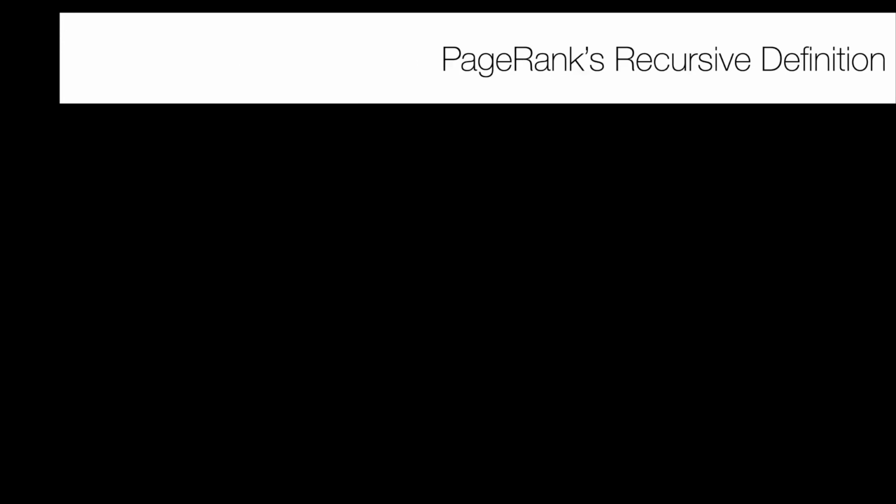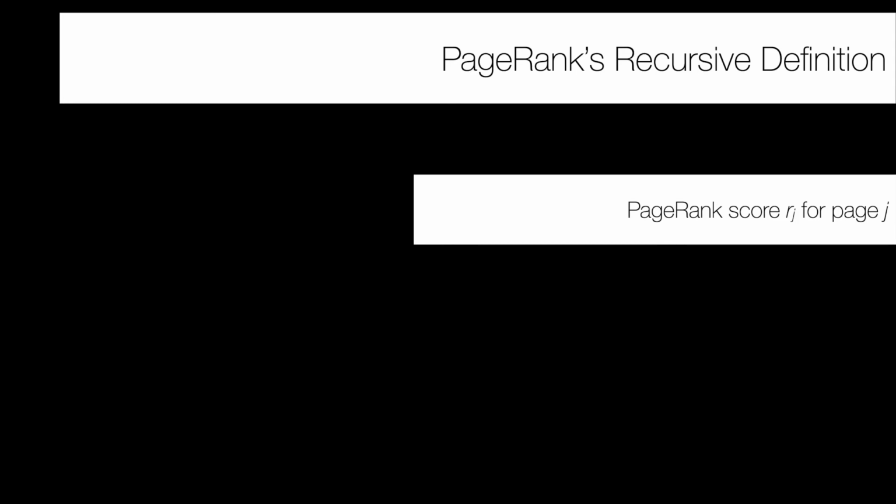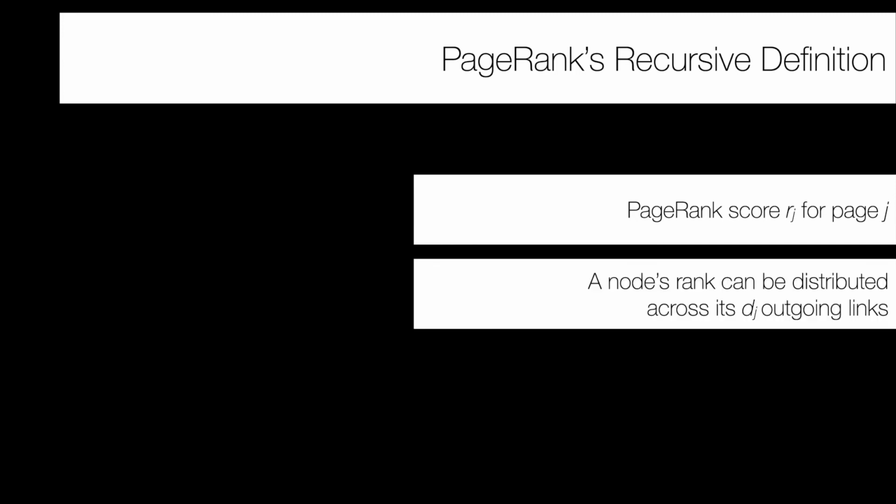So we can define this mathematically using a notation where a PageRank for a given node in our graph has some score R sub j for a given page j. And this rank can be distributed across all of its outgoing links. So this is the voting aspect. If I have some particular importance value or rank or score, then when I link to other pages in the web, I get to distribute my importance across all the websites that I link to.